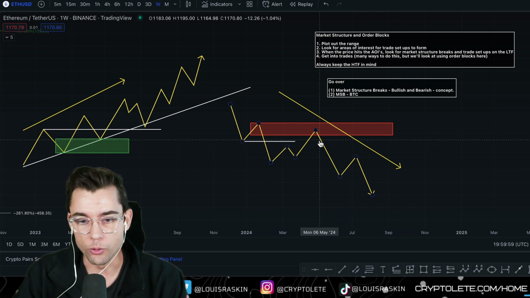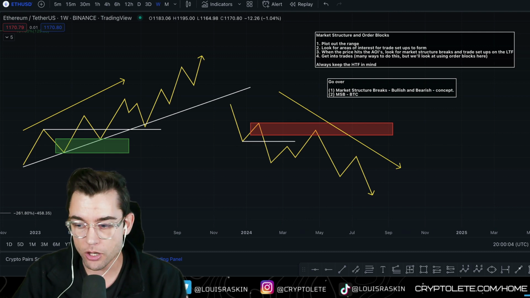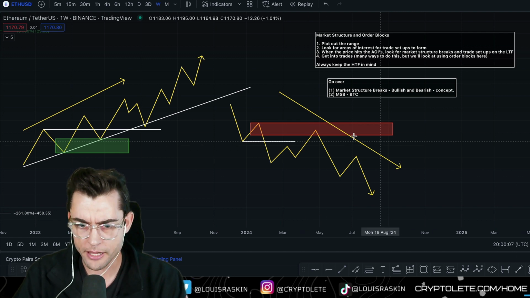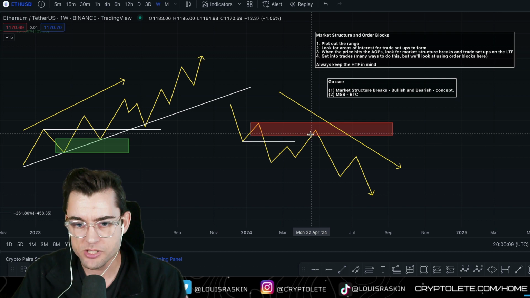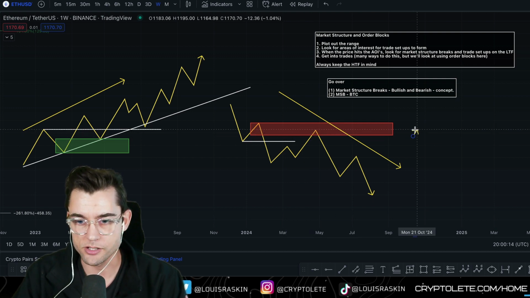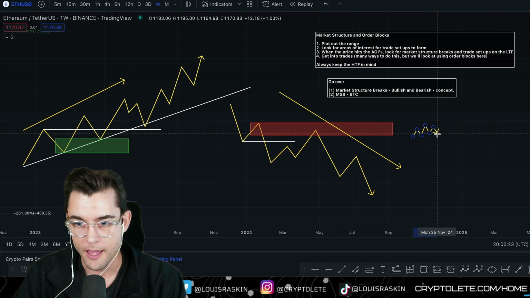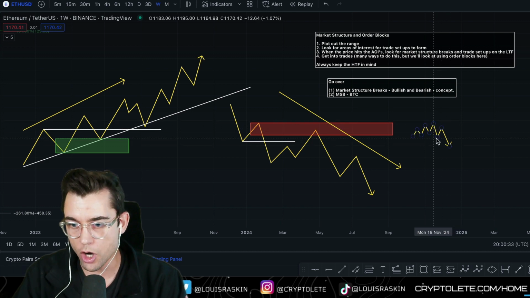What you could do is you could zoom in on a lower time frame, and maybe on a lower time frame, if the price comes up here, maybe the price will do something like this. It'll be coming up, making higher highs, and then it'll make the higher high right here, before coming down and making a market structure break on the lower time frame.